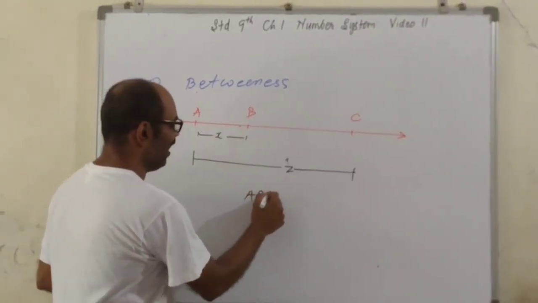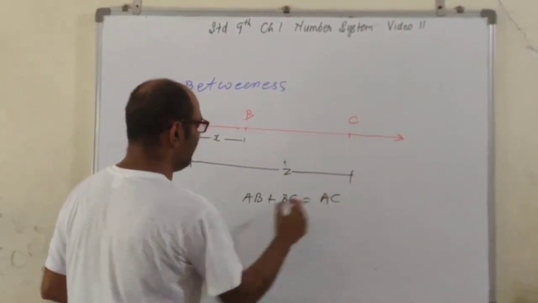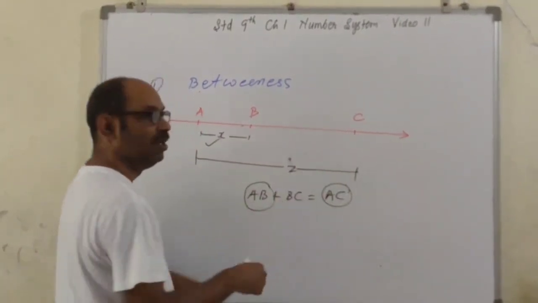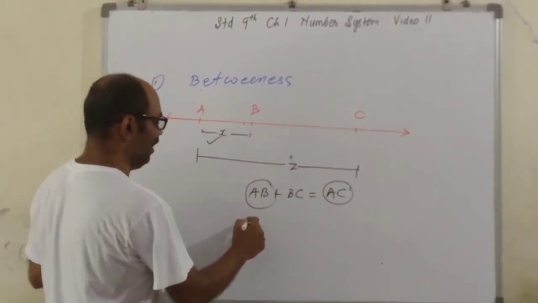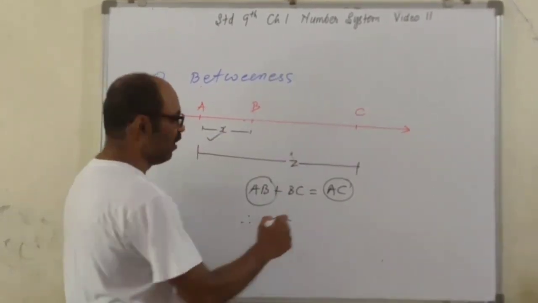So you can say AB plus BC is equal to AC. Now AB is known, AC is known. So put their values. What is AB? Therefore X. BC we do not know. That is what we have to find.